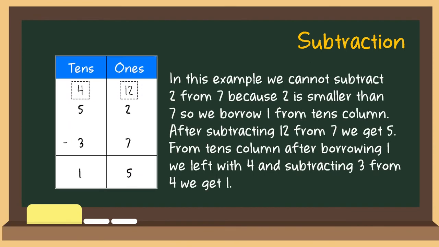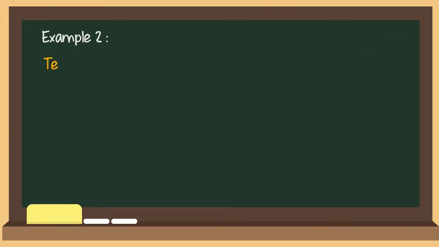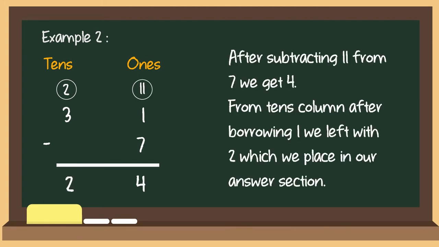In this example, we cannot subtract 2 from 7 because 2 is smaller than 7, so we borrow 1 from 10's column. After subtracting 12 from 7 we get 5. From 10's column, after borrowing 1 we are left with 4, and subtracting 3 from 4 we get 1. After subtracting 11 from 7 we get 4. From 10's column, after borrowing 1 we are left with 2, which we place in our answers section.